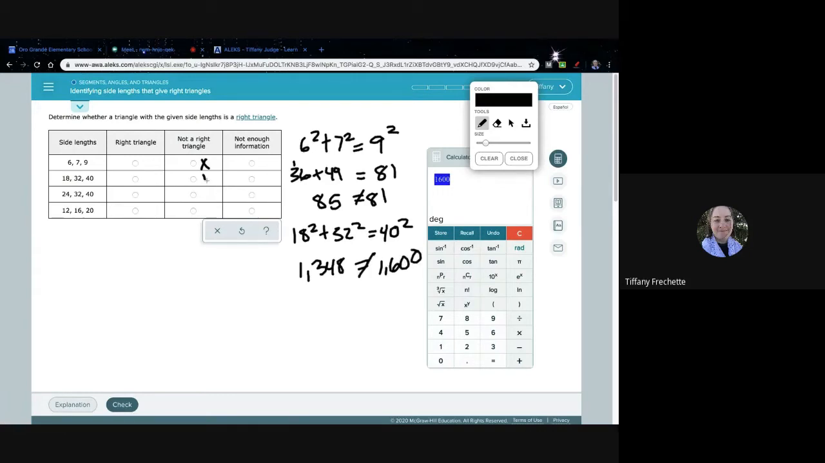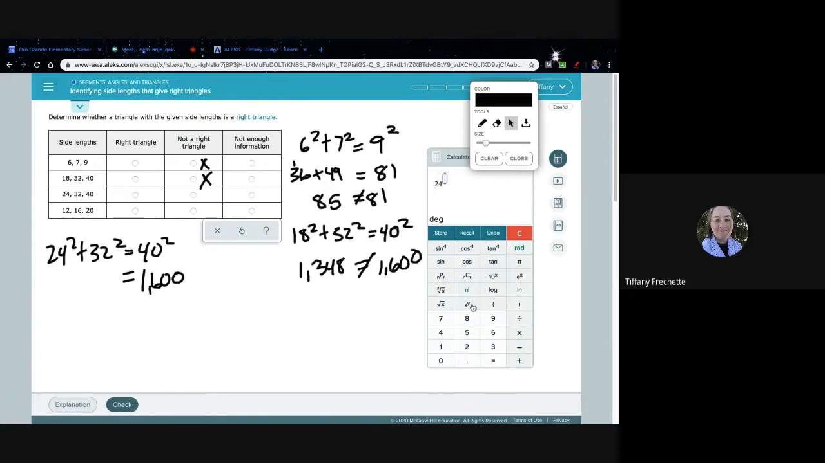So we're going to say not a triangle. It's not a right triangle. Okay, so the next one I'm going to write over here, so we're just going to keep moving. 24 squared plus 32 squared equals 40 squared. So we already know 40 squared is 1,600. We just did that one. So let's go ahead and see about the other one.